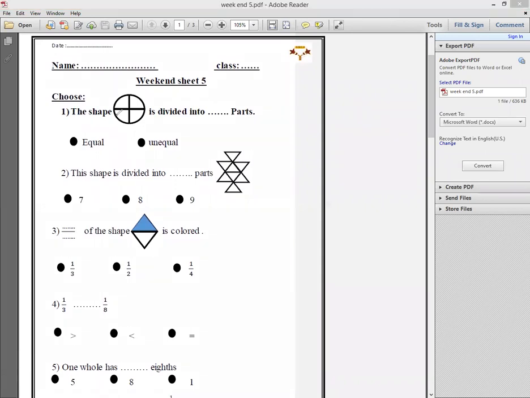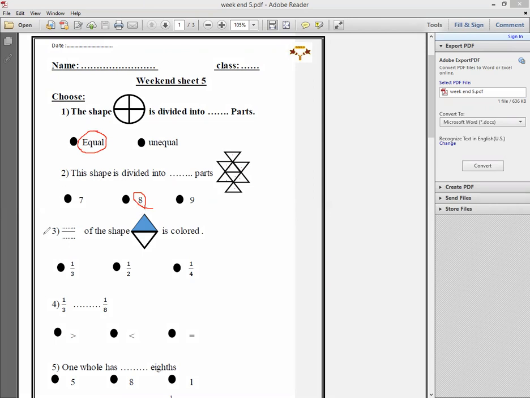So the first question here I have, choose. This shape is divided into how many parts? Equal or unequal? So I can say it's equal parts. So I'm gonna circle equal parts. This shape is divided into how many parts? So I'm gonna count 1, 2, 3, 4, 5, 6, 7, 8. It's 8 equal parts.